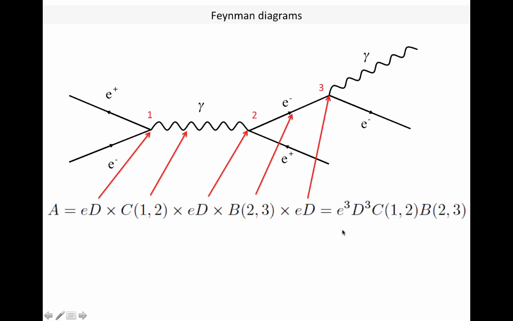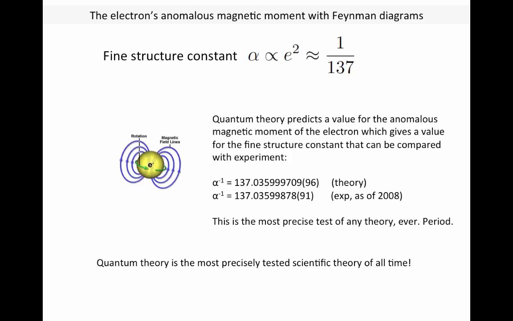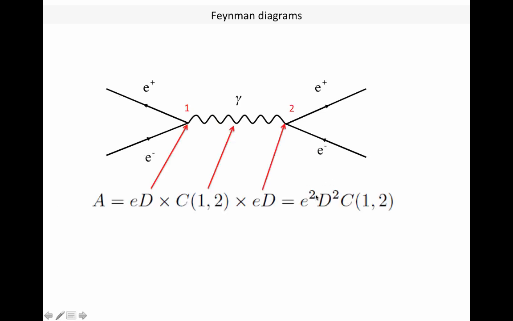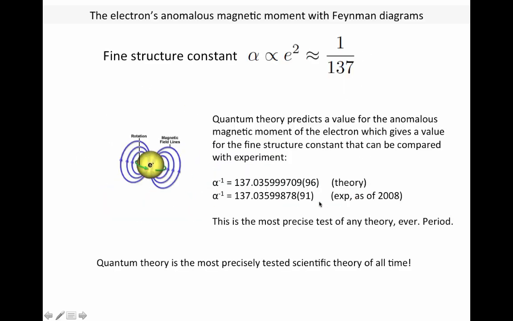And that is how you do quantum field theory, in essence. Now, the factors of e that you see in these probabilities, e cubed in this one and e squared in this one, are very important. There is a fundamental constant of nature called the fine structure constant, which is proportional to e squared. And the fine structure constant is approximately 1 over 137.